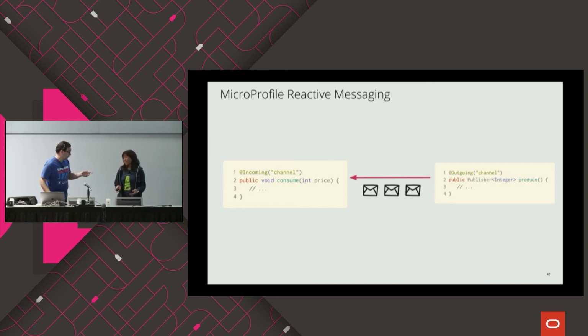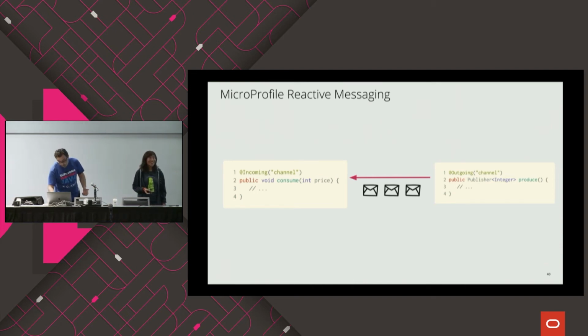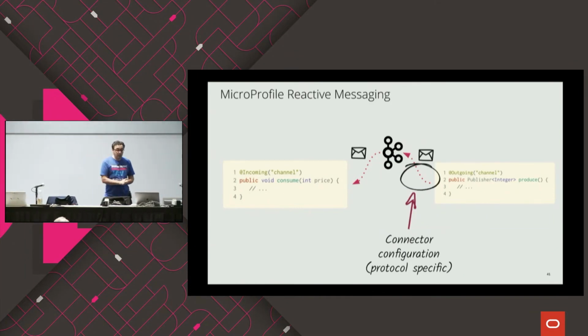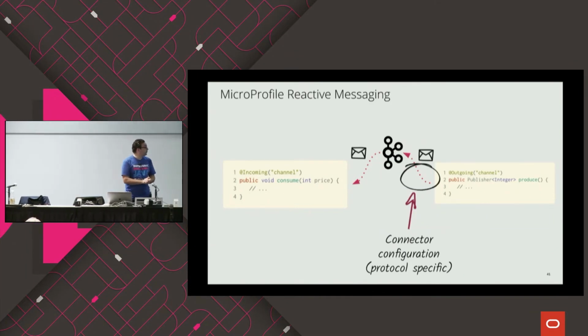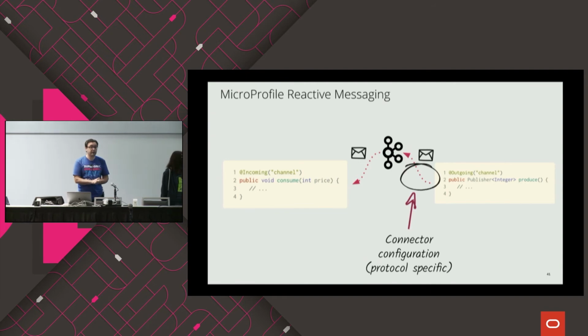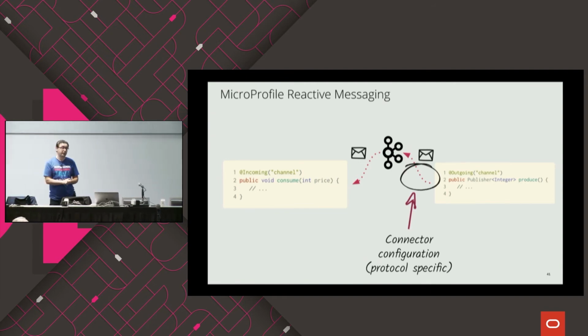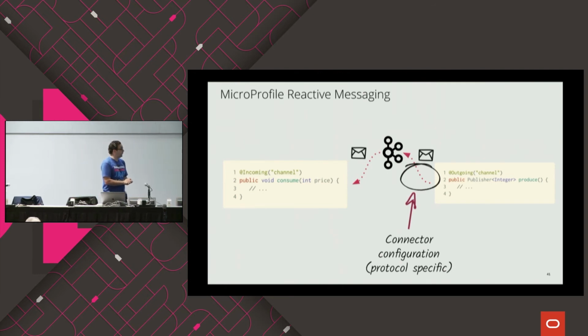Well, we don't need a message broker. We want to be cool. We want to use Kafka. Yeah, so let's do that with Kafka. Here, what will happen is that we will have a reactive messaging connector that is configured to map a channel to a specific Kafka topic. On the other side, it's the same connector, or a different connector for the same technology, that will do a different mapping, from a topic to a channel.